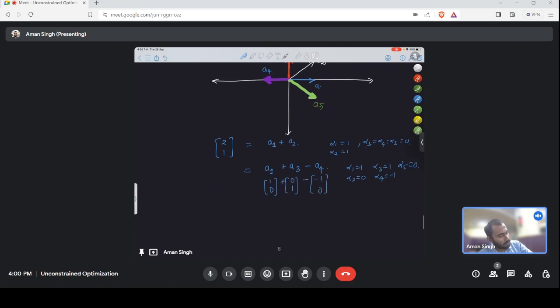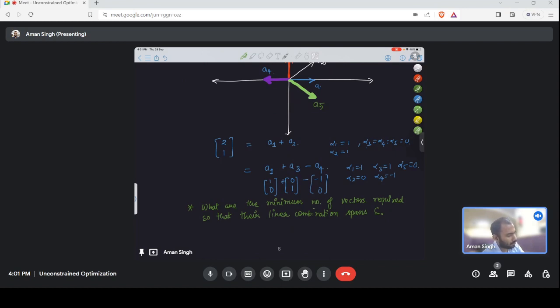So a natural question that arises is, what are the minimum number of vectors required so that their linear combination spans S? So this is one natural question that arises.